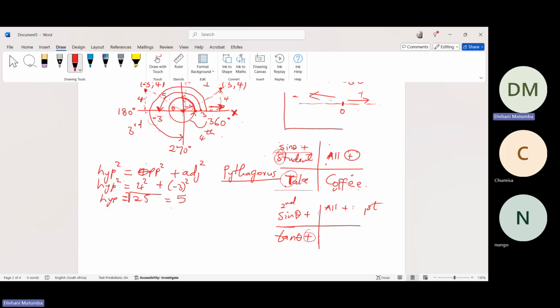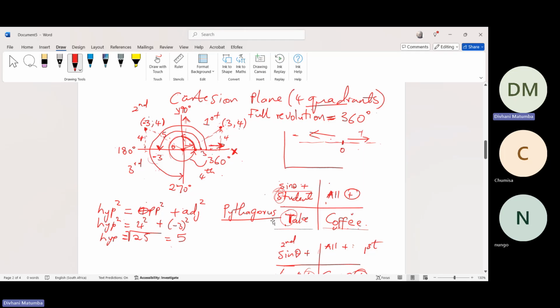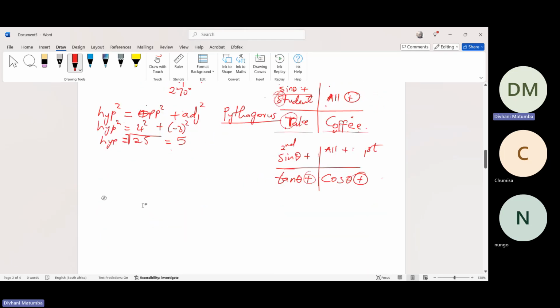In the fourth quadrant, we have coffee. So which co-ratio is positive in the fourth quadrant? The cos. It is the cos. All students take coffee. You shouldn't forget.